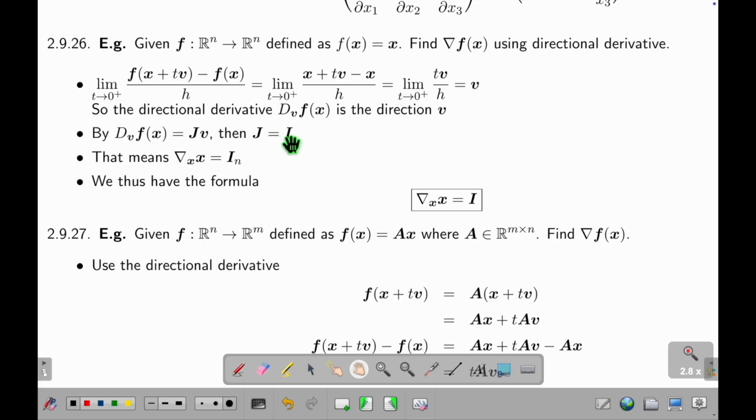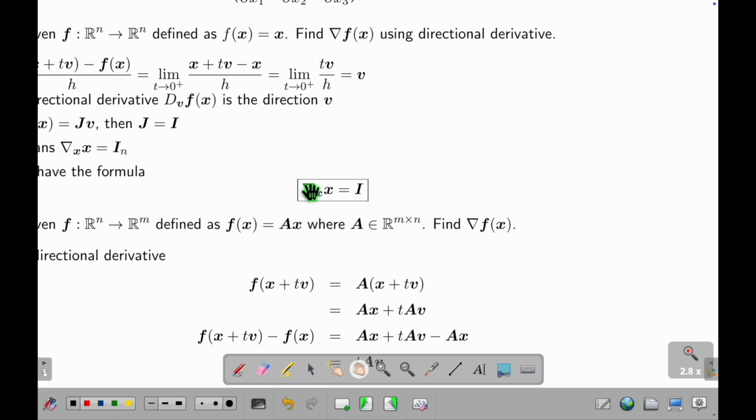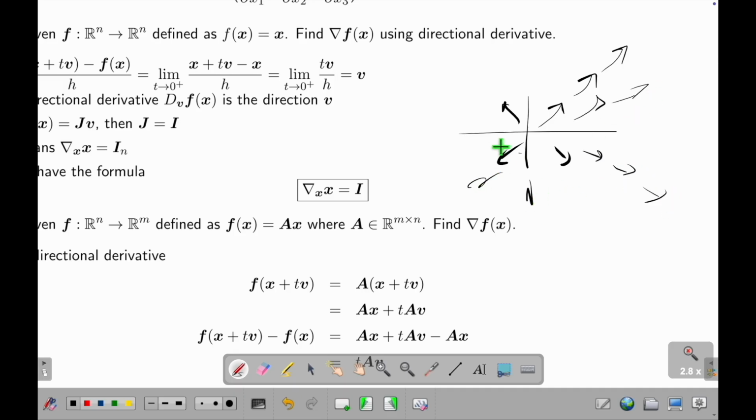So it's identity. Therefore, dxx is I for the vector case. If we interpret this as a vector field for the PDE thing, then this is this kind of figure, right? So it's expanding outward. I don't want to talk about it, but you know what I mean. This will be the vector field.